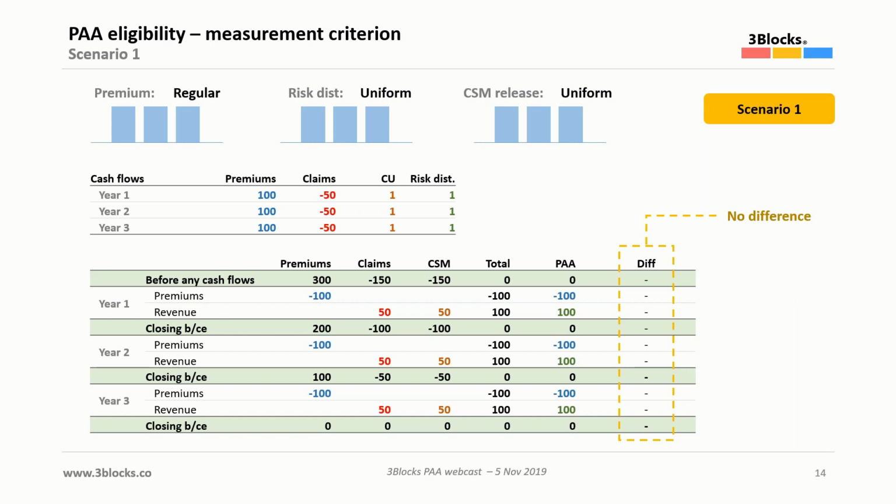Under the general model, CSM, which affects revenue, is recognised in proportion to coverage units. The brown numbers signify the relationship between the coverage units and CSM. Whereas, under the PAA, revenue is recognised in proportion to risk distribution. The green numbers signify the relationship between the risk distribution and the PAA revenue. For scenario 1, because the risk distribution and CSM release patterns match, the liability for remaining coverage is the same under the general model and PAA at the end of each year.